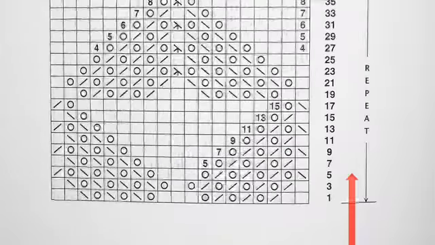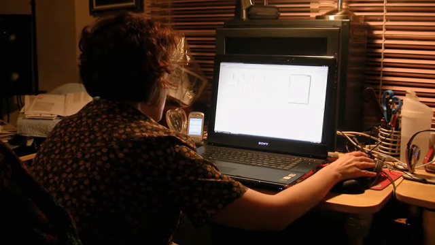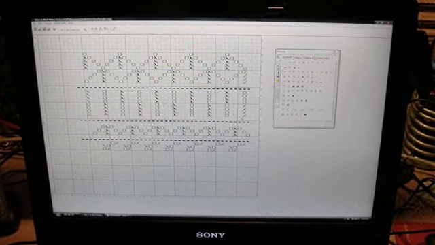Some charts only include the odd number rows and state knit or purl all even rows. I find that charts are much easier to follow than written instructions. When I see a pattern I want to do that doesn't include a chart, I get on my computer and make one using a spreadsheet or software like Stitch and Motif Maker. Here are a few examples of lace charts that I've made and their corresponding lace knitting.